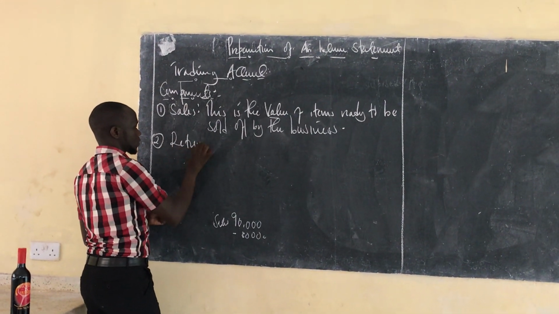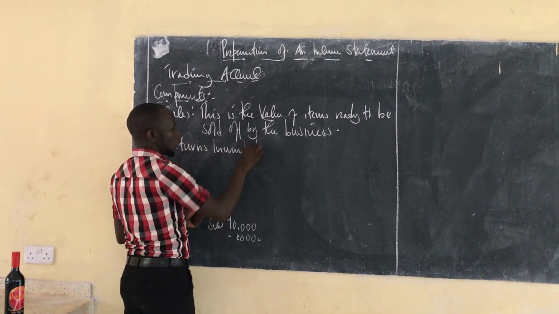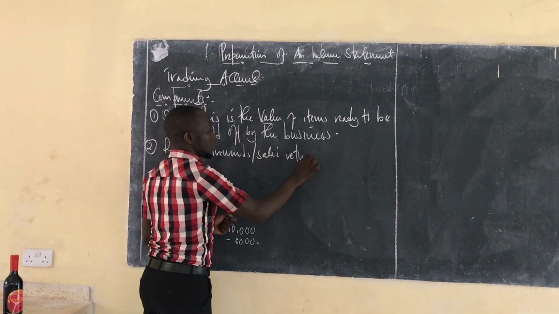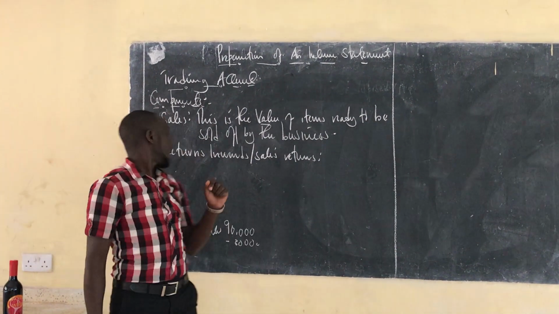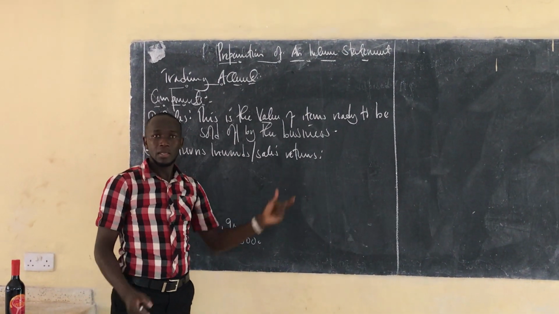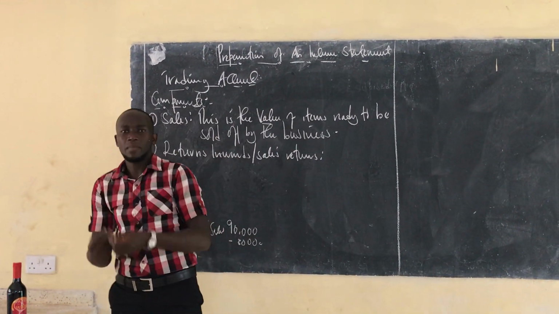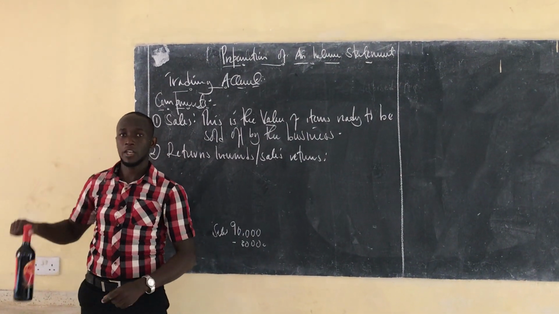Returns inwards, or what some other people call the sales returns. They are returns on what we had sold. A return inward or a sales return is an item that was once sold but later returned into the business by the customer. So this is our return inwards.